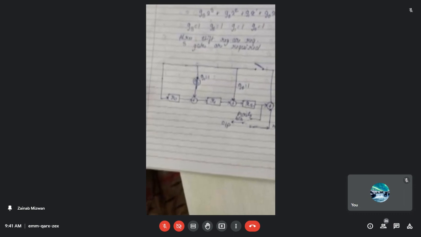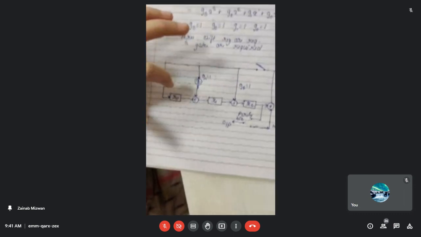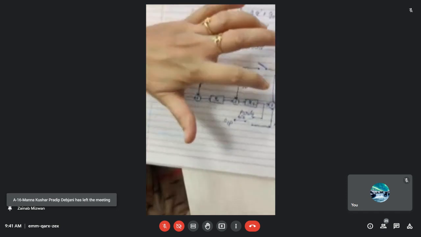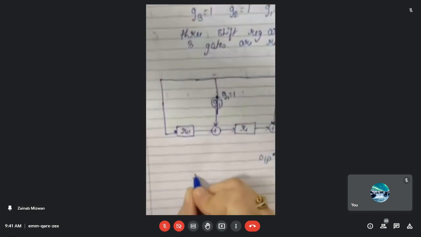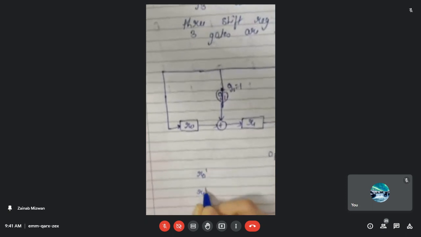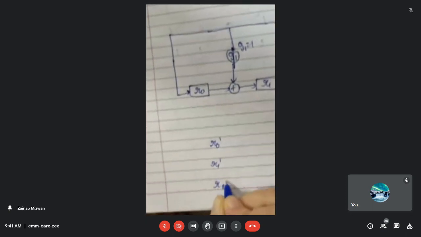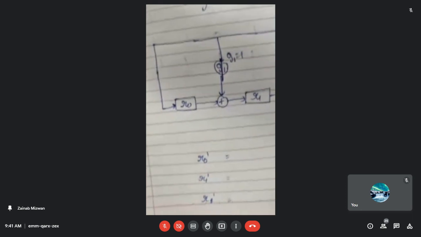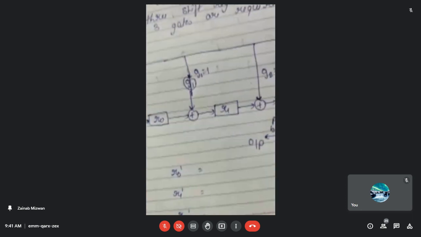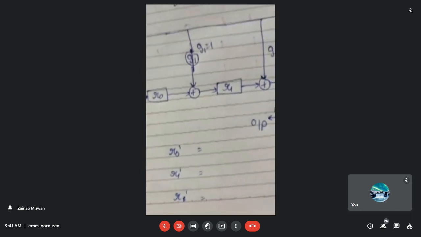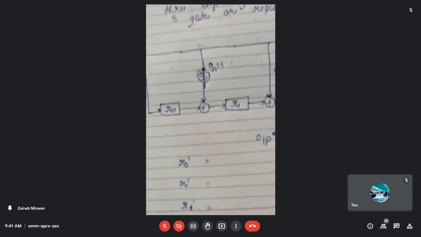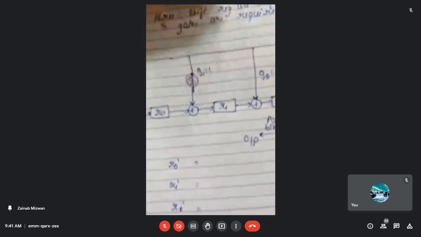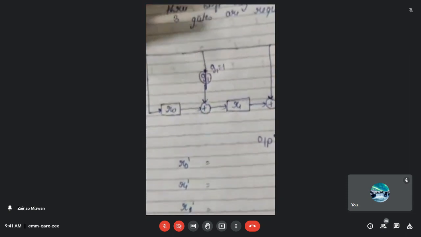Now, before starting, we need to find the equations for R0, R1 and R2. Instead, we will write R0 dash, R1 dash and R2 dash, because we have two contents: before shift and after shift. The registers are nothing but flip-flops, so there will be some values present before shift and some values present after shift.